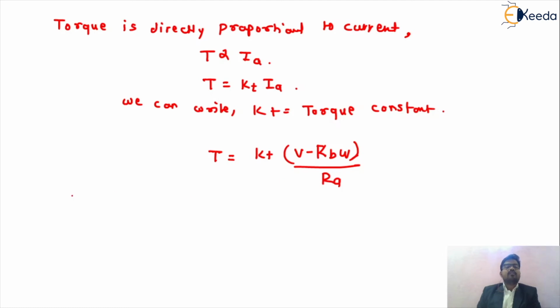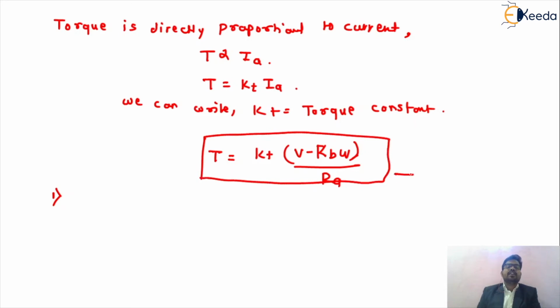So friends, from this particular equation we can get some very important conclusions. This is a very important equation that is responsible for the torque. We call it equation number 3. This is the torque equation of your BLDC motor. We are getting some conclusions from this torque equation. So what are the different conclusions?